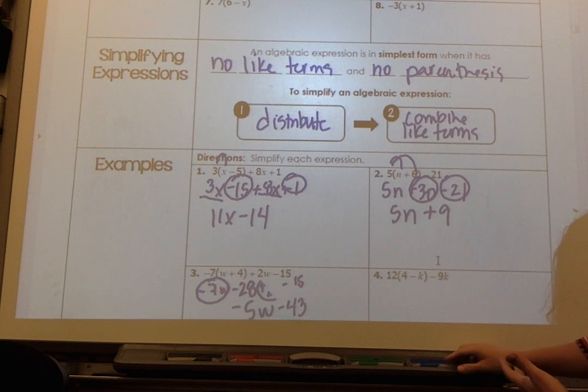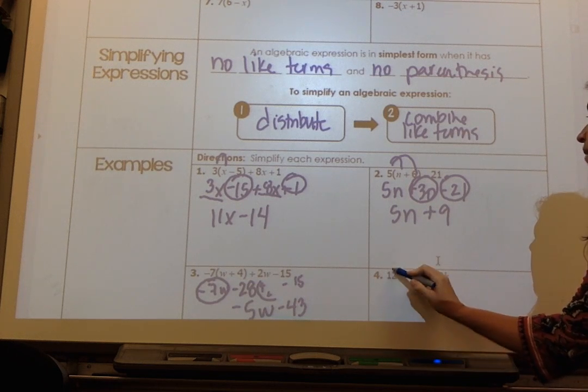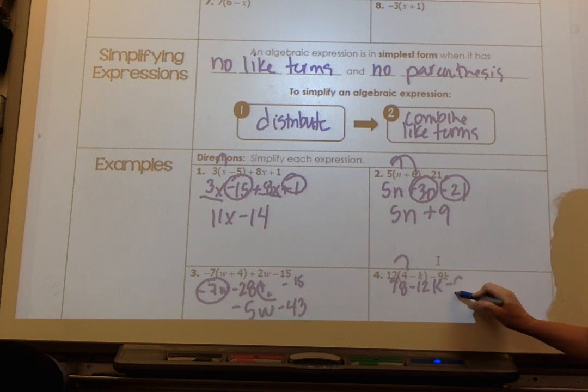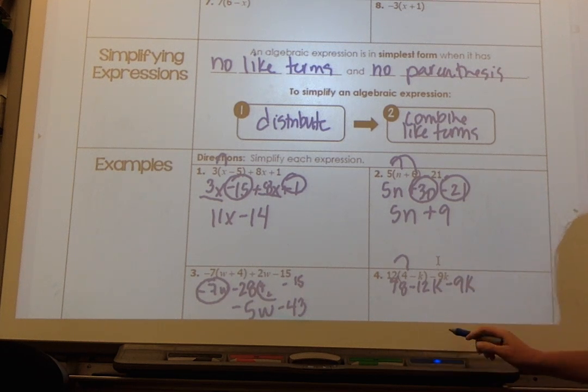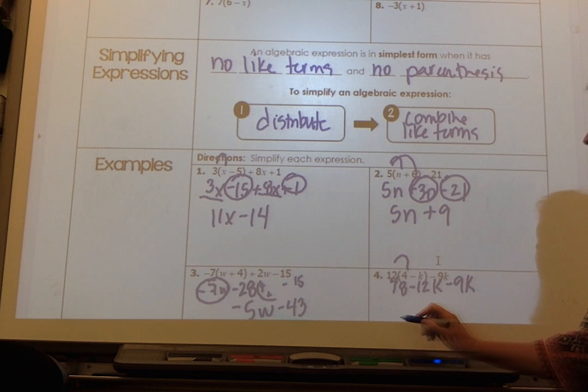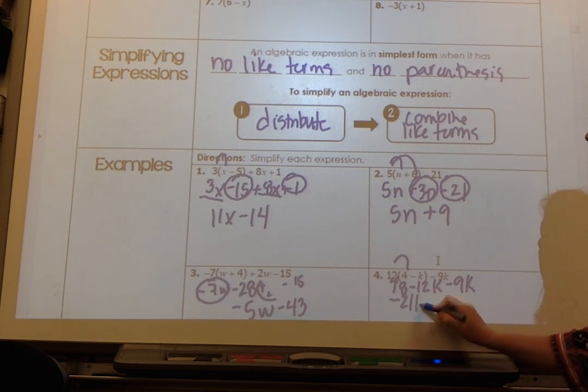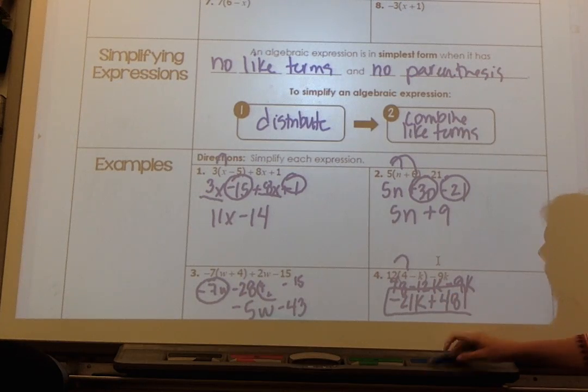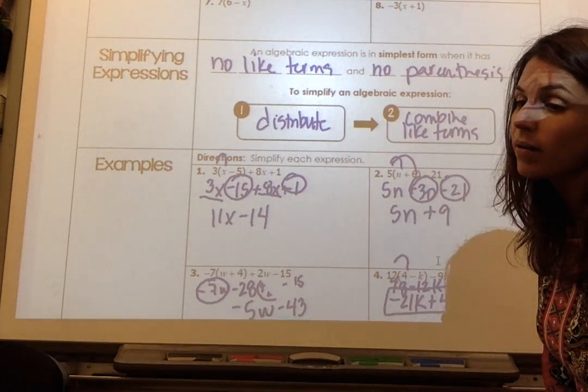And then of course the last one, number 4, would be 12 times 4, which is 48, minus 12k minus 9k. I can combine my negative 12k and negative 9k to be negative 21k plus 48. And that's my final answer, and that's the one I'm going to box.